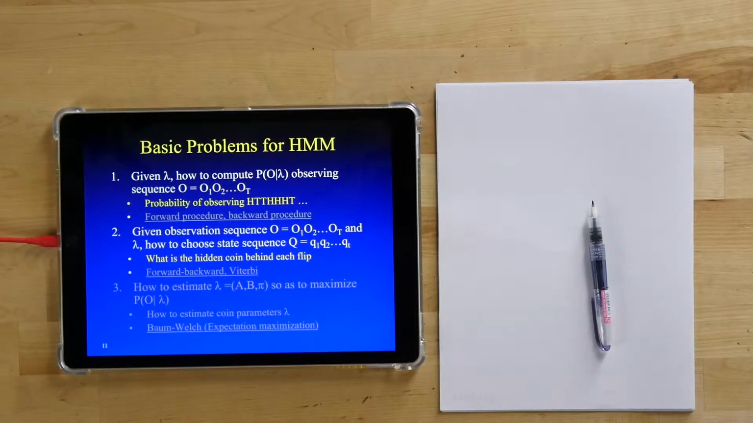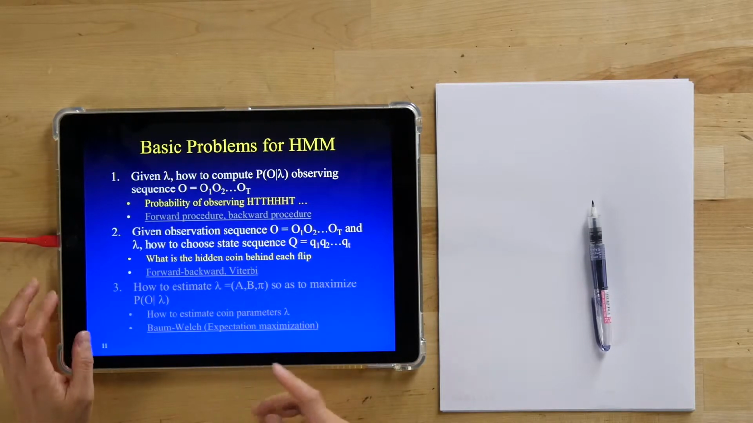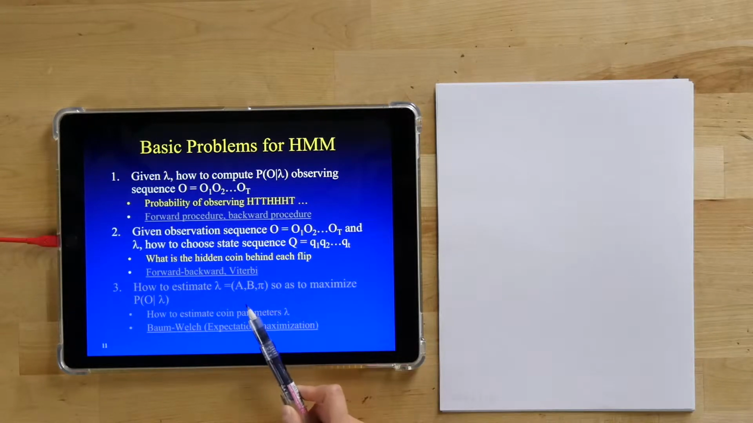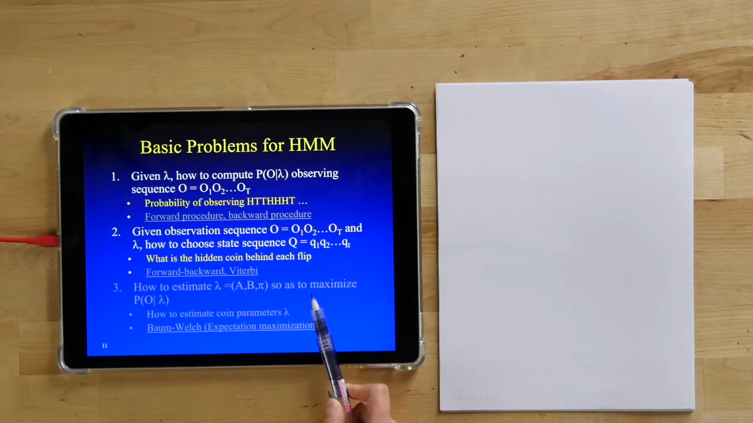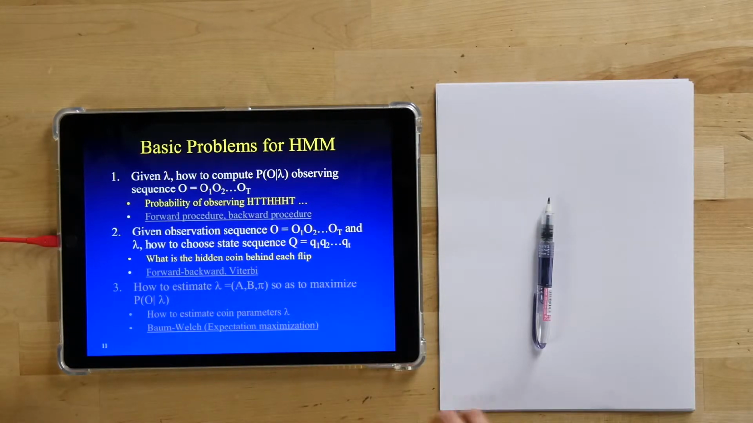So now let's look at the third problem for hidden Markov model. It's a harder problem, that's why I grade this out. We are not going to ask you to really learn all the details, but I'm hoping that you will get some intuition behind it. Okay, so this third problem is we are given the observed string of coin flips.